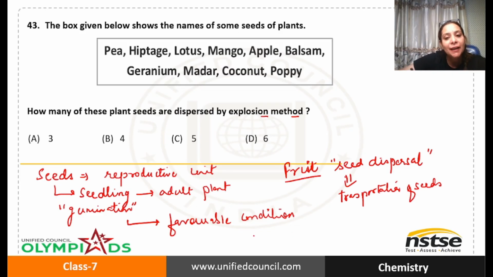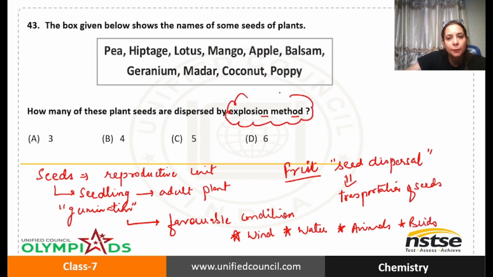Now seed dispersal can occur through agencies. It can occur through wind, water, animals, birds, and sometimes there is a method which is asked here, that is the explosion method. That is, fruits burst out with high energy so that seeds get spread, and all those seeds which get favorable conditions germinate and give rise to a separate individual. So here we need to pick those plants whose seeds are dispersed by the explosion method, that is the bursting method.